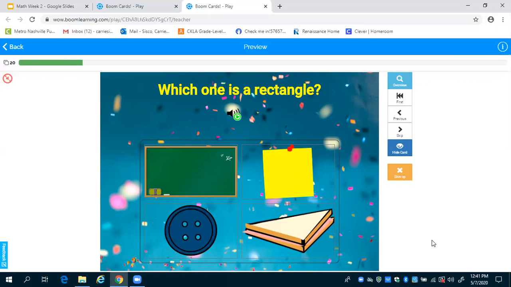And our last one, which one is a rectangle? Pay attention to this one. Ooh, I see two shapes with four sides, but I think this one's the rectangle because, like you said, all the sides are not equal length. Two sides are longer than the other. Yes, so a rectangle has two sets of equal sides. So the top and the bottom are the same length, and the sides are both the same length. Awesome job.